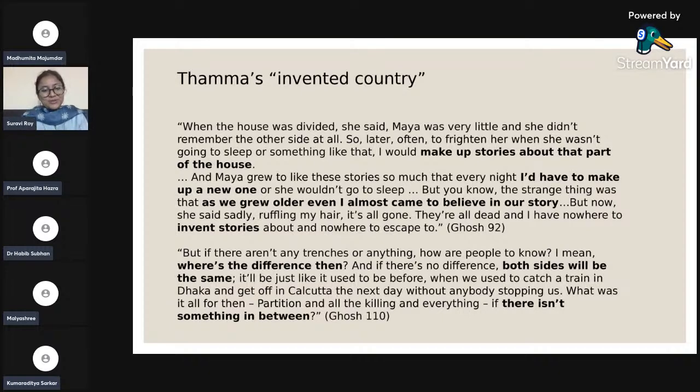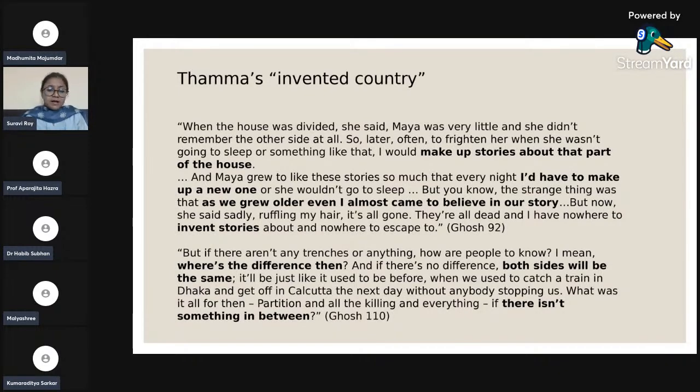You can see how she gets extremely confused, that what was a very real difference in her mind had no visual representation, or at least she will not be able to see that visual representation of the difference in the form of a wall or a border or a trench. And that's what is very disturbing to her mind. Right.